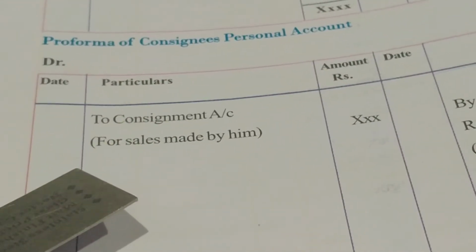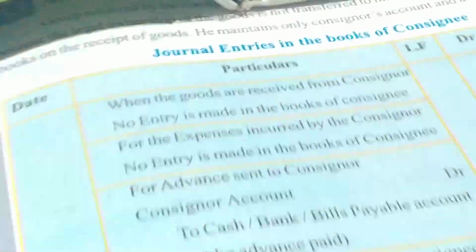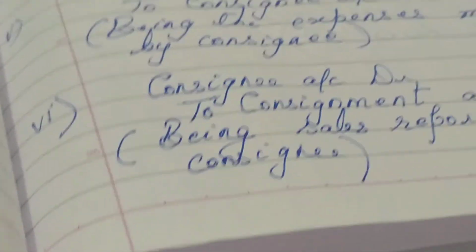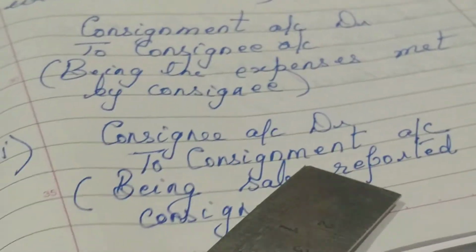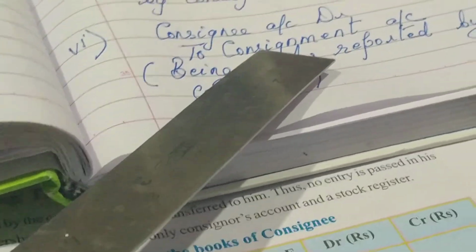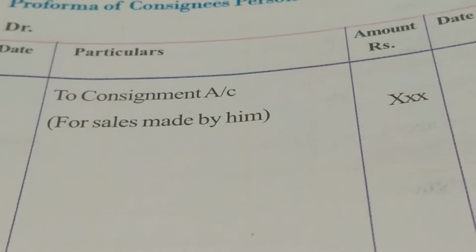On this side you are writing whatever sales is made by the consignee. If you see the journal entry for sales which we have written, consignee account debited to consignment. So here in consignment account also we have shown, and here in consignee's account also we have to show this consignment. Because it is credited, we'll put it on the debit side, consignment account, and in brackets you'll write sales made by him.